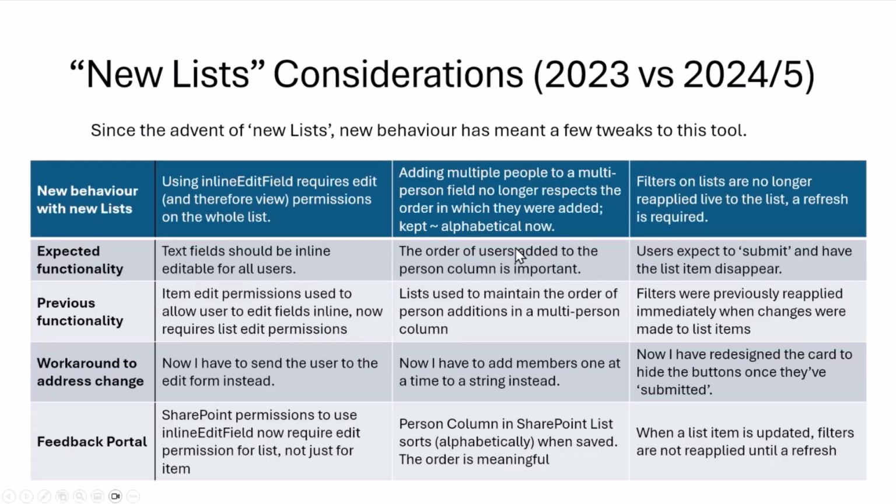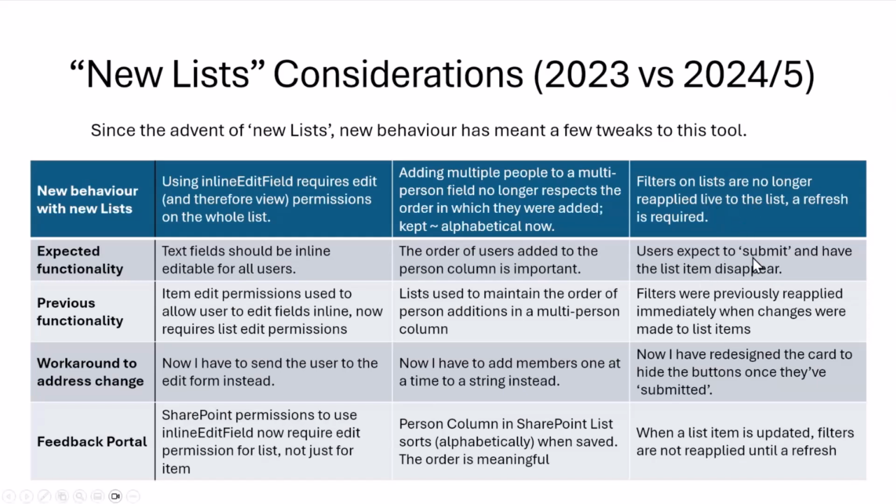There's also, potentially a bug, when you add multiple people to a multi-person field, the order that they were added in gets tweaked and seems to be almost alphabetical, but not quite every time. So I basically had to switch from a multi-person field to doing things one person at a time, which we'll talk about when I get to the list.